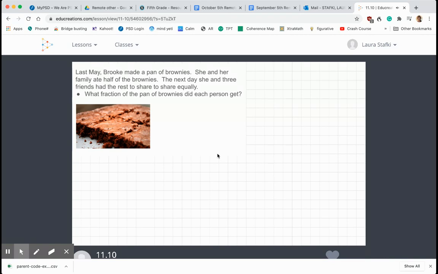Previously, we learned how to divide a whole number by a unit fraction. This time we're dividing a unit fraction by a whole number. Pause for a minute and get that straight in your brain because that's a lot to think about. Go ahead and pause now and see if you can restate what I just said.